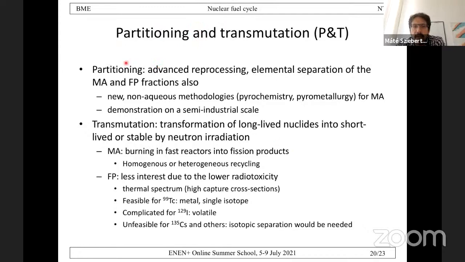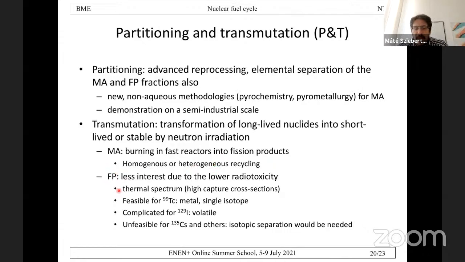It's called partitioning because it needs an advanced reprocessing where minor actinides and fission products also need to be separated. These need new technologies of separation, which are right now on a demonstration or semi-industrial scale. And transmutation is that we transform the long-lived nuclides into short-lived ones by neutron irradiation. And here the main aim are the minor actinides, which can be burnt in fast reactors into fission products.